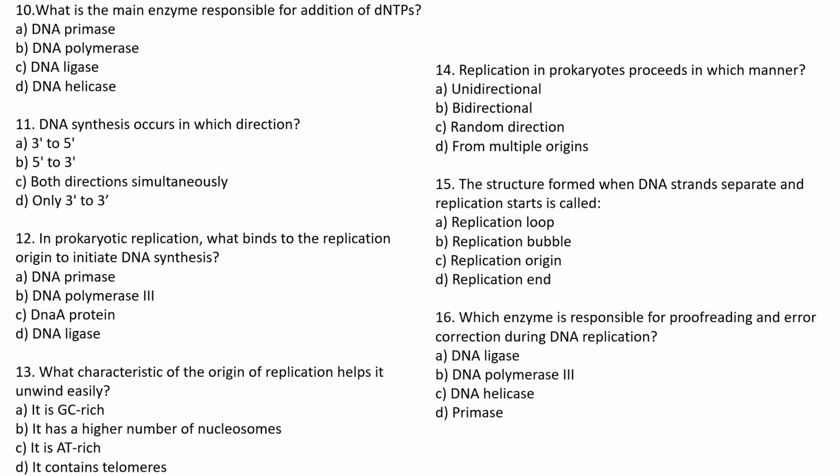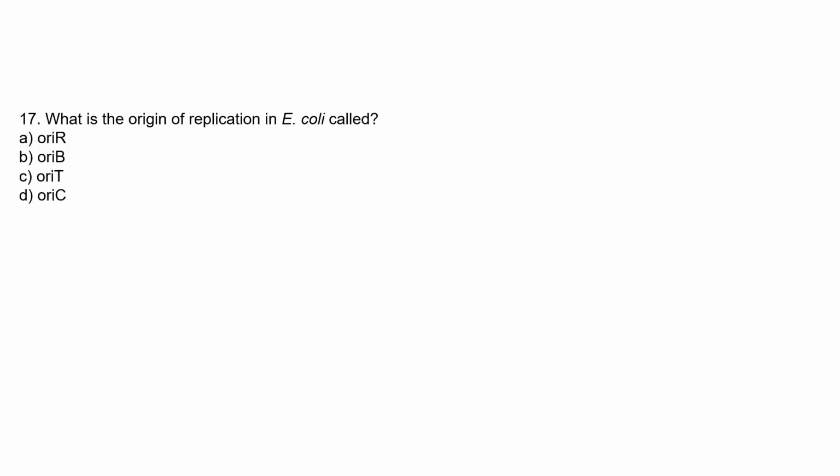Right. Which enzyme is responsible for proofreading and error correction during DNA replication? What do you guys think? Option B. That's correct. That's very good. That's what DNA polymerase 3 does. It has proofreading and this exonuclease activity that helps for error correction during DNA replication.